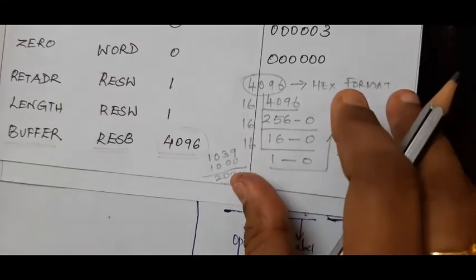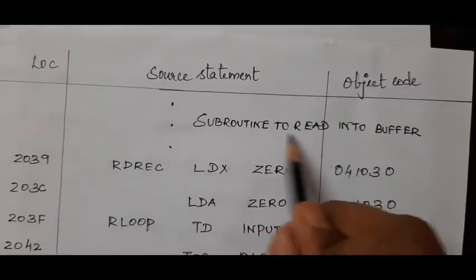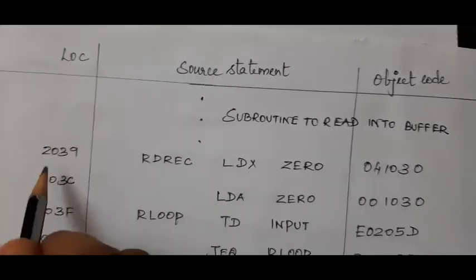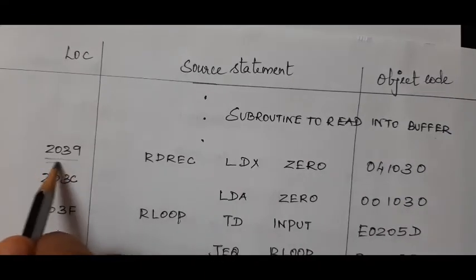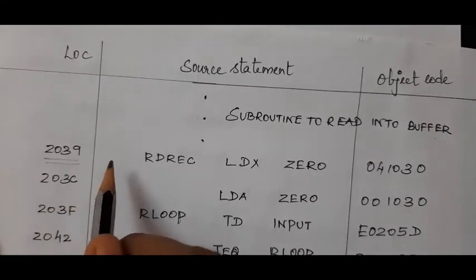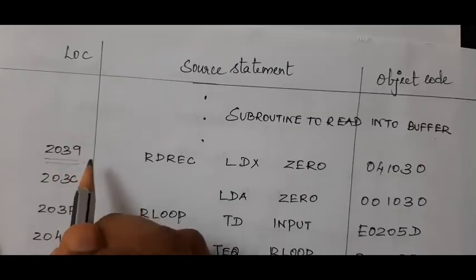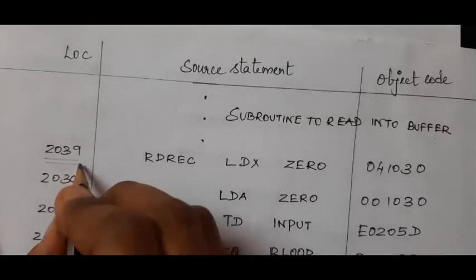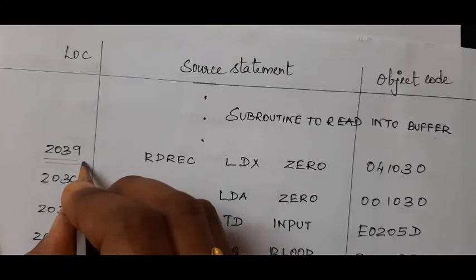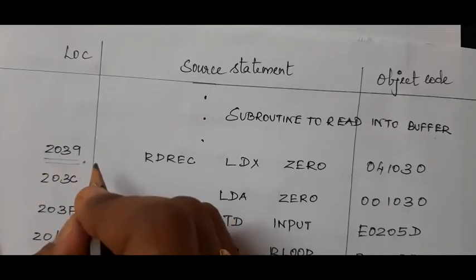Shall we see that? See here, subroutine for read into the buffer. The next memory location is 2039. So far, you have understood. I am stopping here. Let me tell you the purpose of the program.